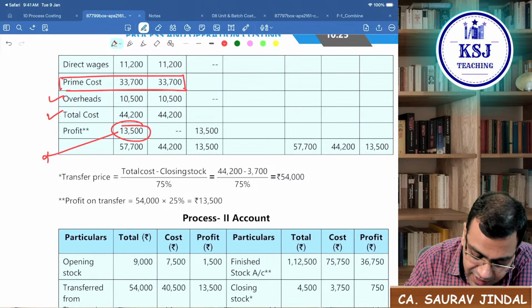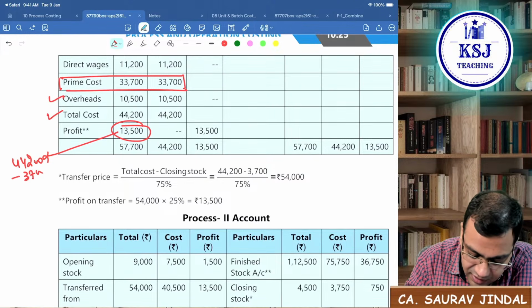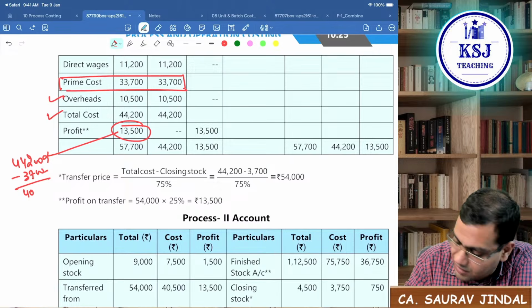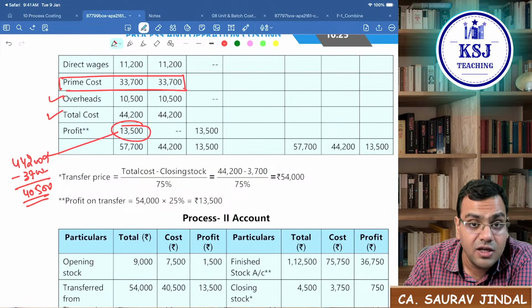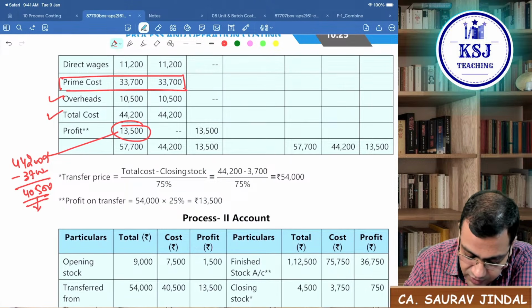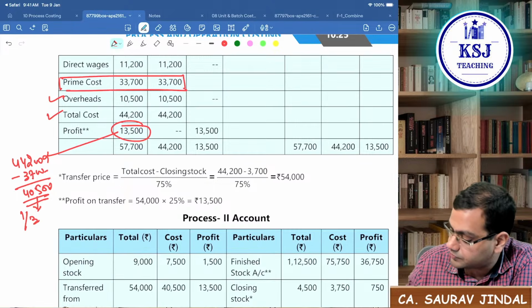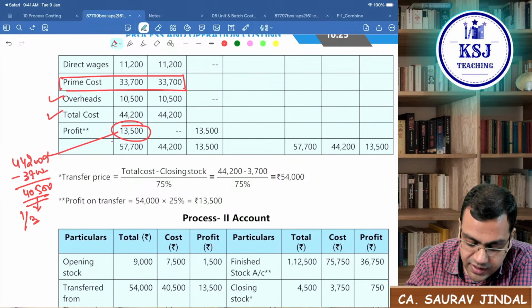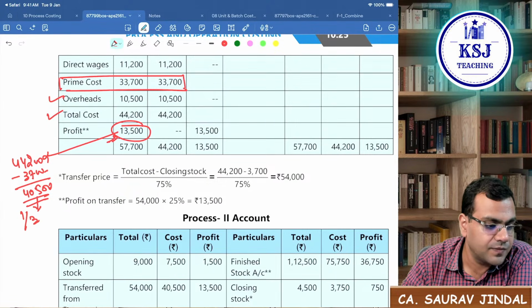This profit you will calculate on the 44,200 total cost. Out of that, 3,700 is still in the closing stock. So what you have is 40,500. On this cost, you will calculate 1/3 profit. That comes to 13,500. Right?